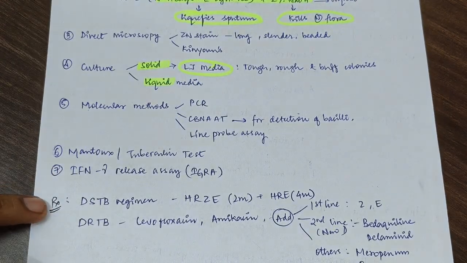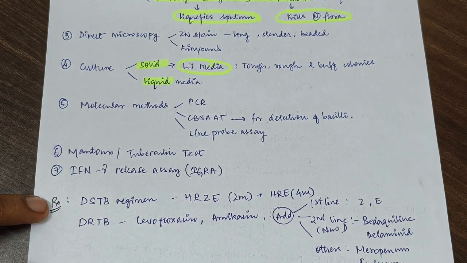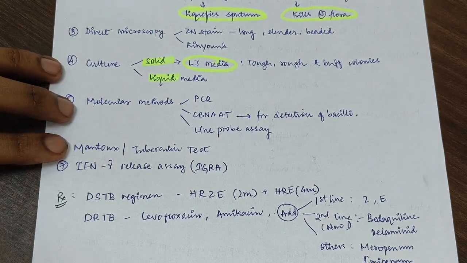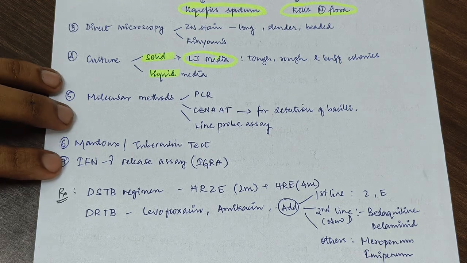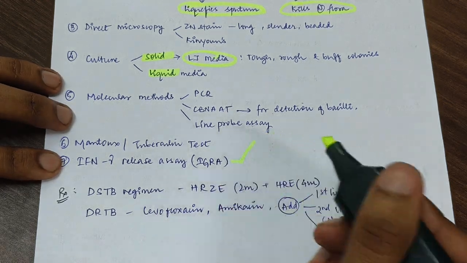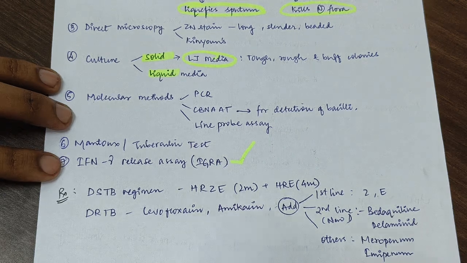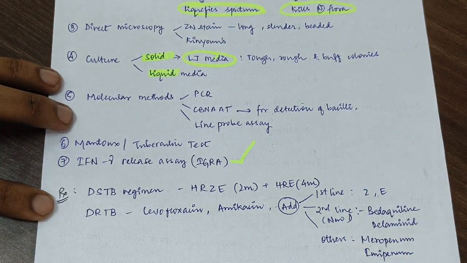Molecular methods such as PCR, CBNAAT for detection of bacilli, then line probe assay. Mantoux and tuberculin tests are used, which I will explain later. Then IGRA, which is the upcoming and most common blood test. It is a blood test, not a sputum test. Interferon gamma release assay.